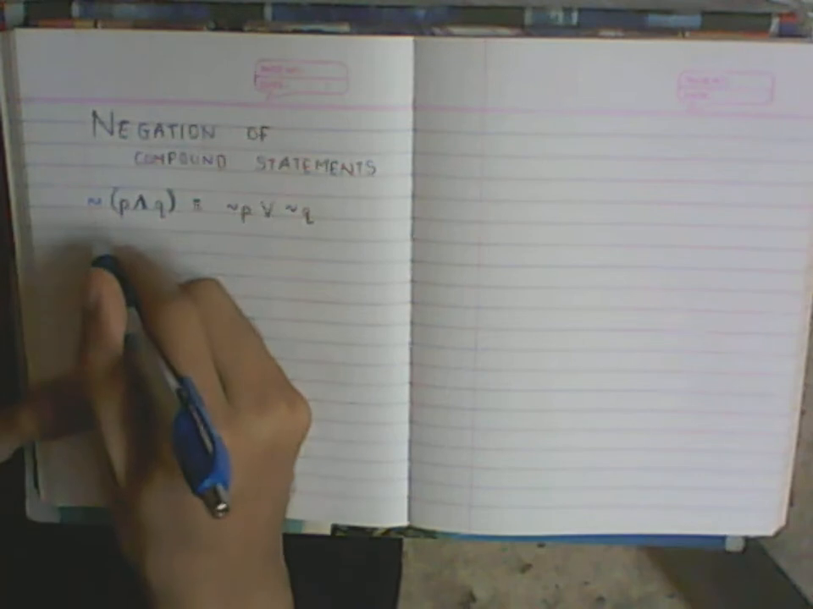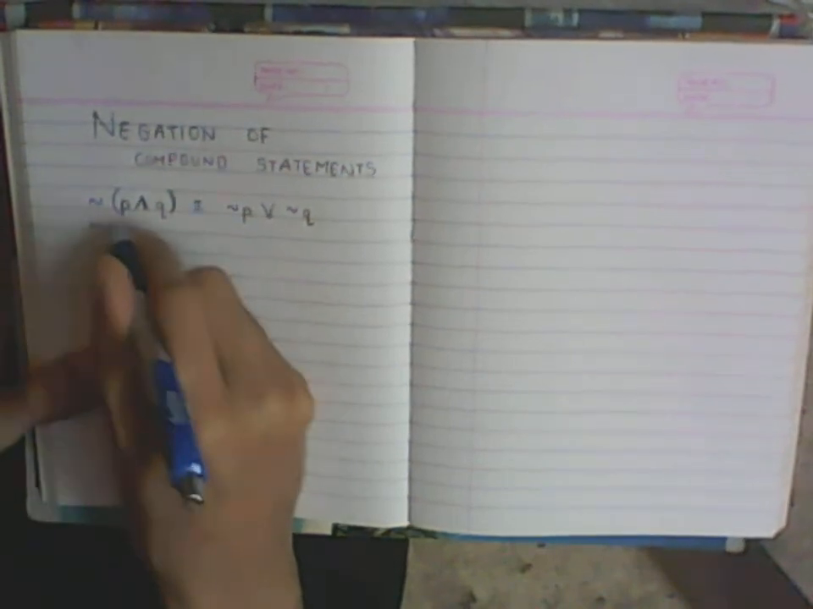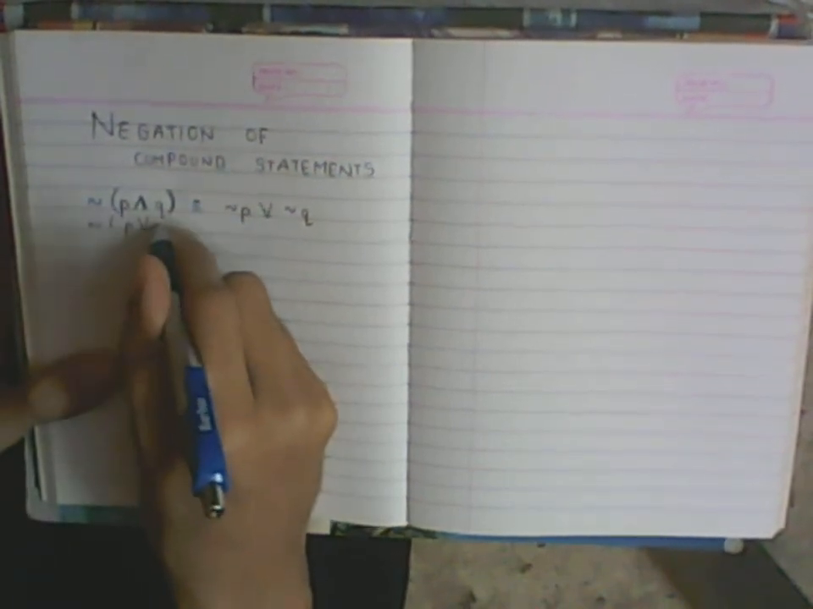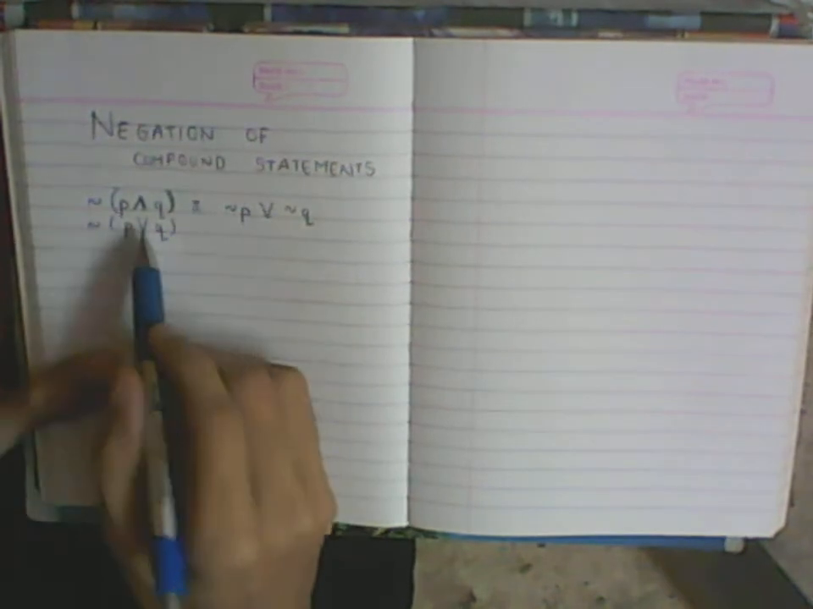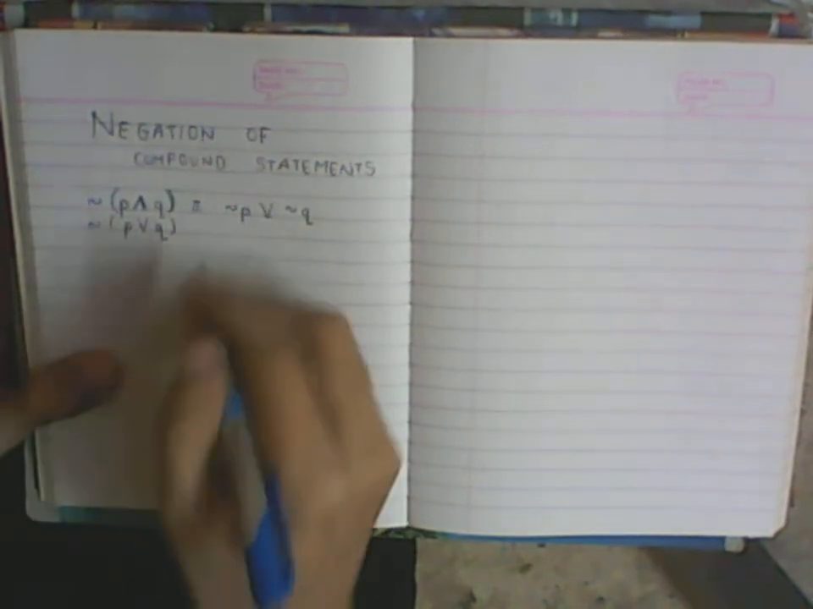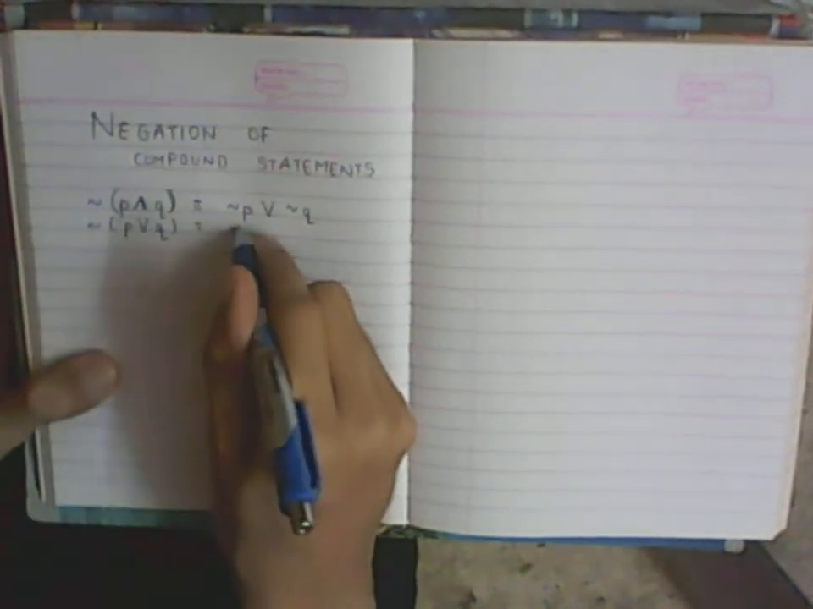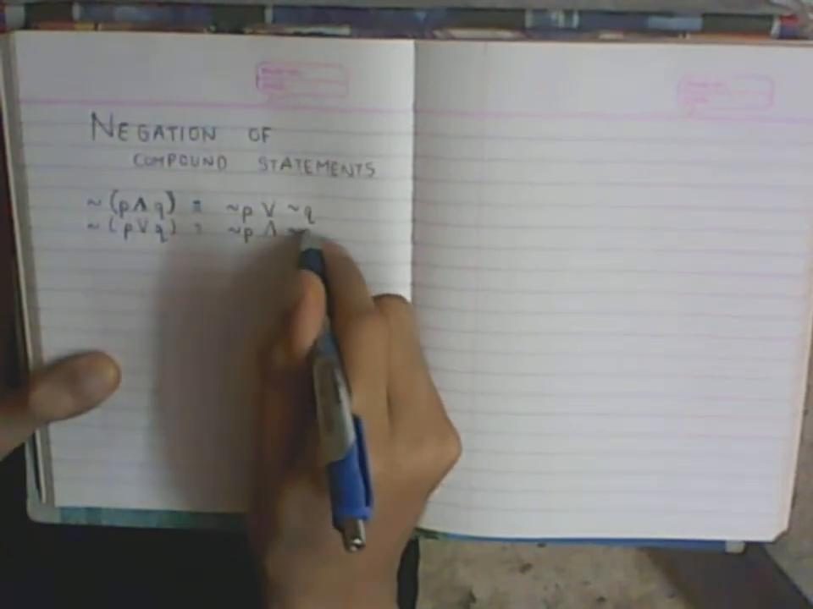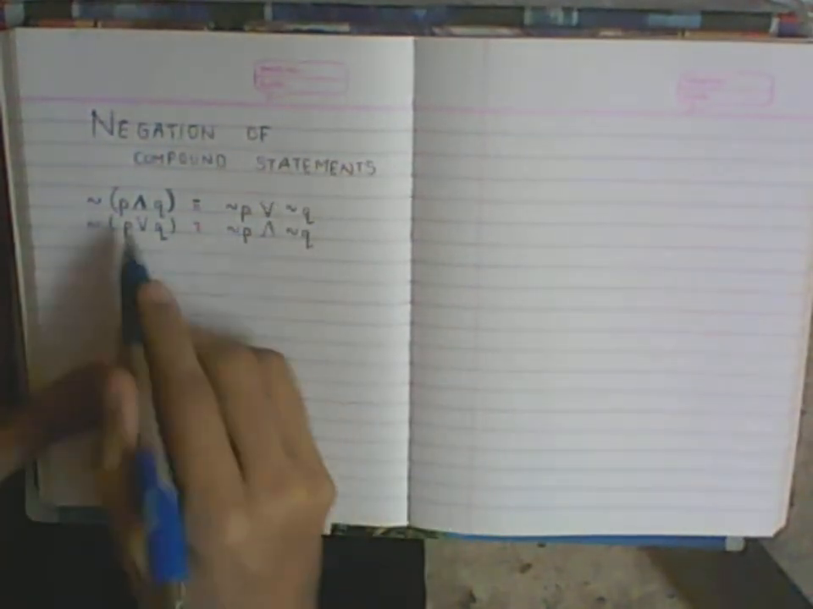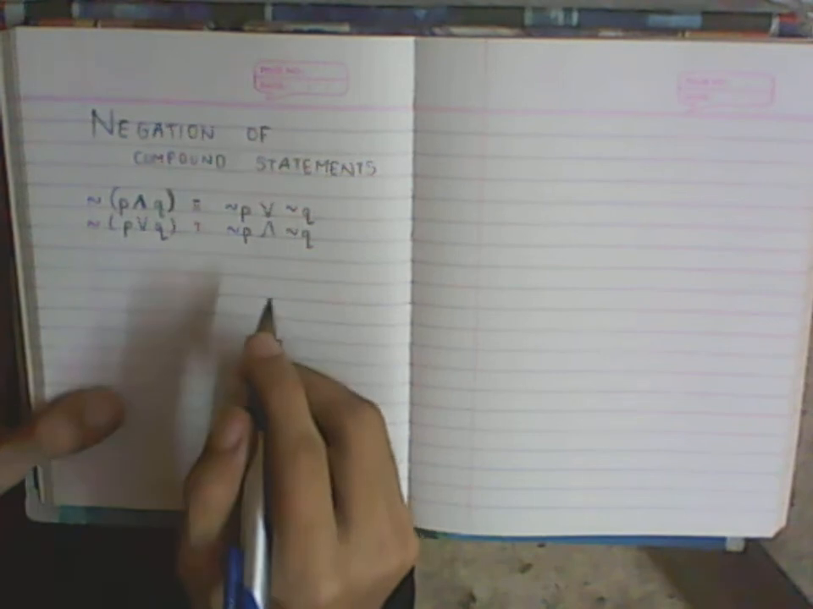The other negation you can have is negation of an or. It's very similar to this one. Negation of P or Q is equivalent to the negation of P and the negation of Q. So again, De Morgan's law turns the or into an and.